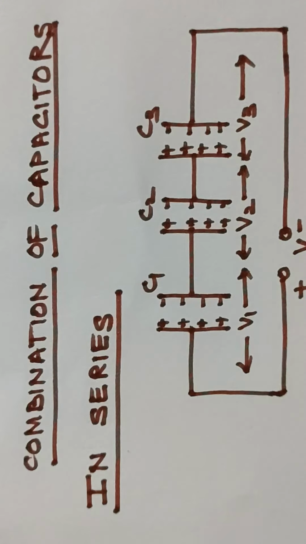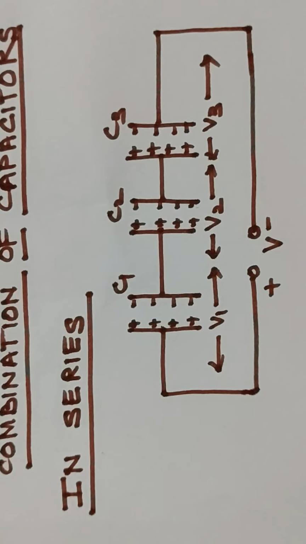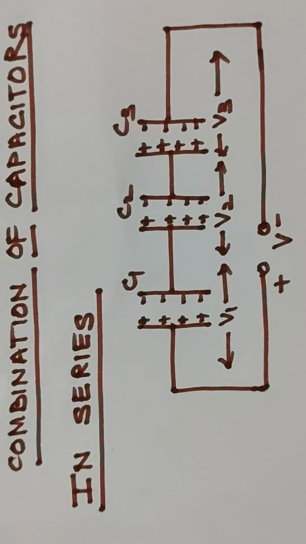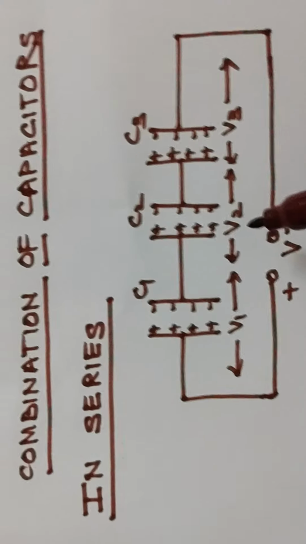So we will discuss here combination of capacitors. If more than one capacitor are connected, then either they will connect in series or in parallel. In series, just like resistance, when we connect resistance in series, which quantity remains same? The charge flowing through the capacitor will remain same and potential will divide.